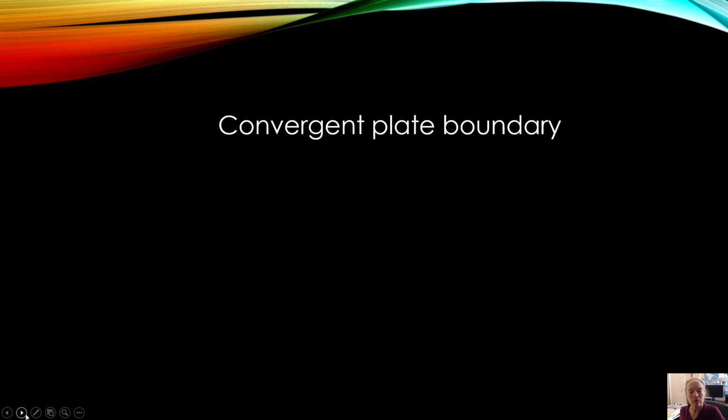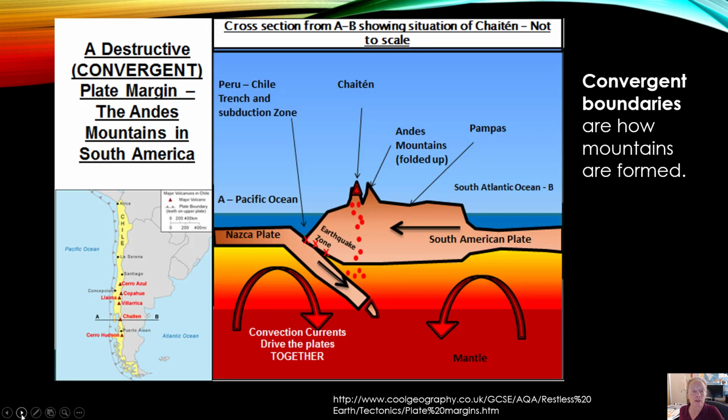Okay, a convergent plate boundary, where the plates come together. This one creates quite a lot of volcanoes, in fact the most volcanoes, and it does an awful lot of earthquakes too. So they're coming together. The example I use most is the Pacific Ocean. I think it's the Nazca Plate diving underneath South America. I think it's the South American plate.